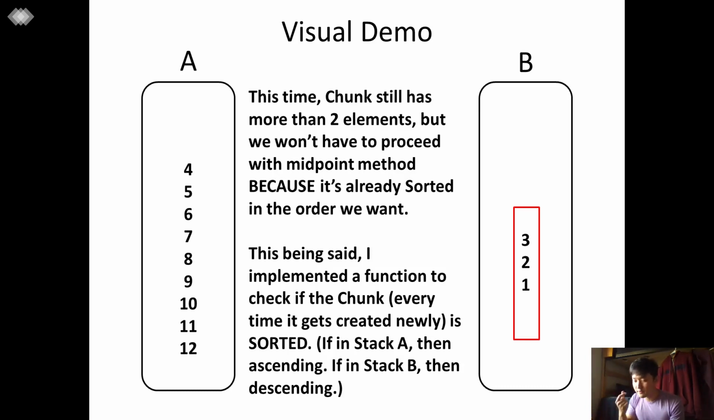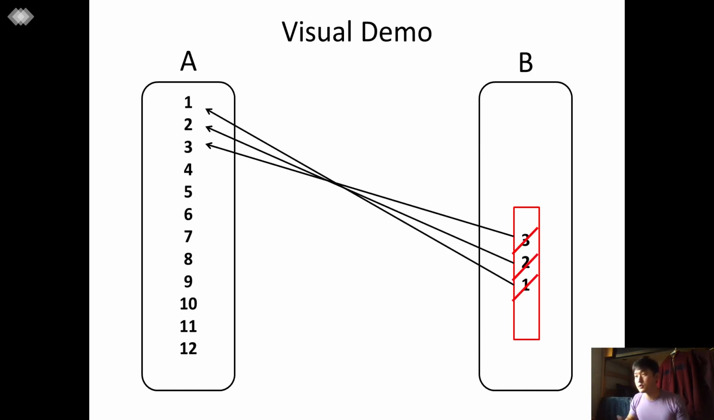function to check if the remaining chunk or whatever initial chunk is already sorted. If it's already sorted, then you don't have to waste any action in midpoint algorithm. You won't have to run midpoint algorithm at all. So in this case, 3 2 1 is just moved PA, and you're done.